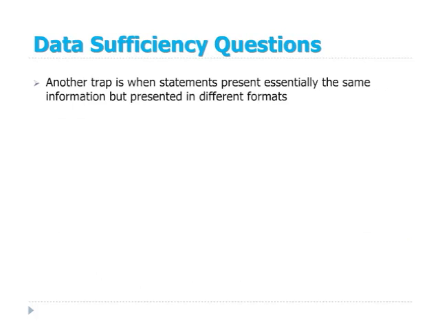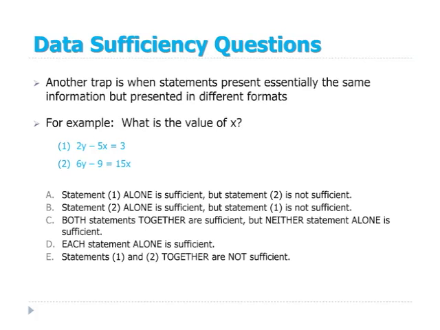Another trap that you can come across in data sufficiency questions is when statements present essentially the same information. In some questions, information in the two statements can be basically the same but presented in a different format. In this case, the correct answer is either D or E. Consider the following example. What is the value of x? From statement 1, we know that 2y minus 5x equals 3. And from statement 2, we know that 6y minus 9 equals 15x.